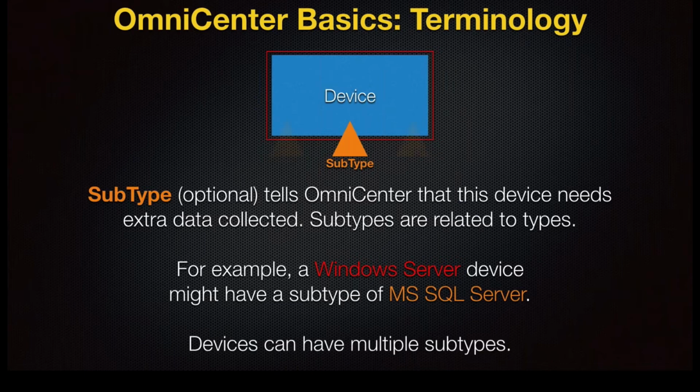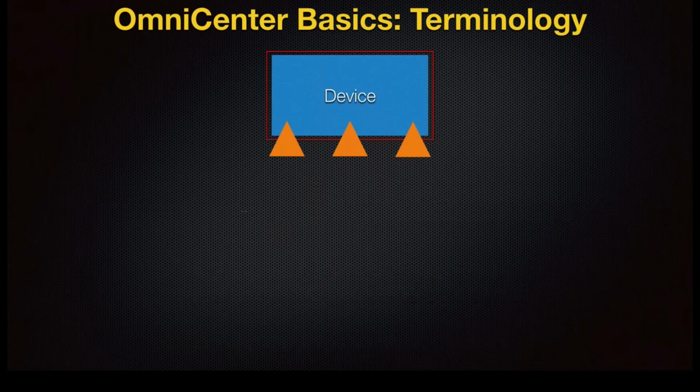So devices can have multiple subtypes. If it's got multiple applications and things running on it, we can easily have multiple subtypes on the device. If it's a router, it might have an OSPF device subtype, and it might also have a BGP device subtype. It just depends on the configuration of the device.